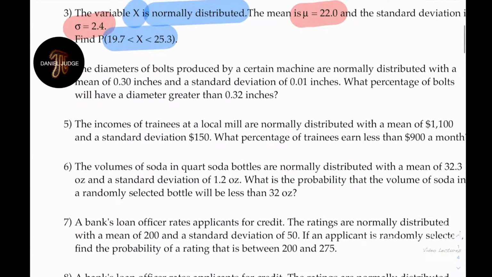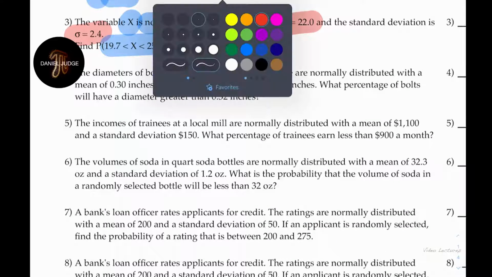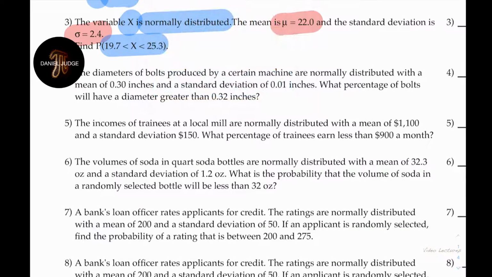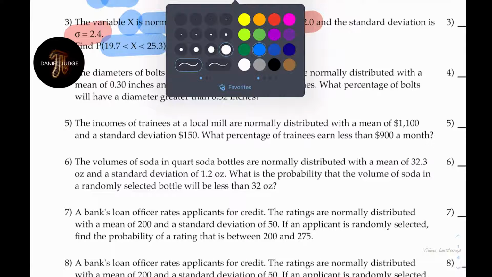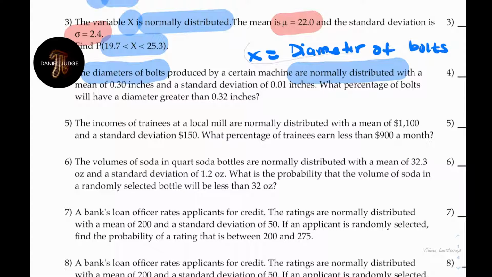Okay, ladies and gentlemen, you guys understand what to do here, right? So let me do this for you guys. The diameters of bolts produced by a certain machine are normally distributed. What this means is this: X equals the diameter of bolts. So in that first sentence, this is what they're saying to us.